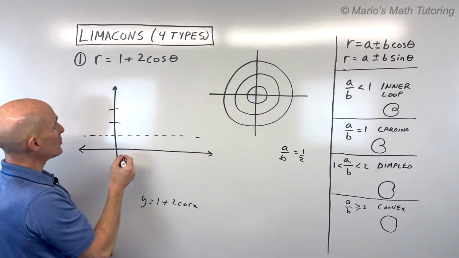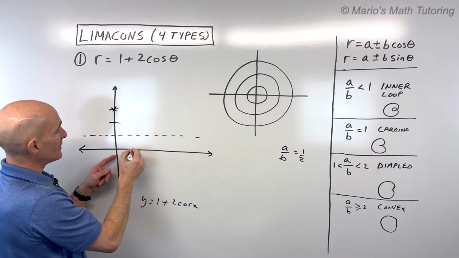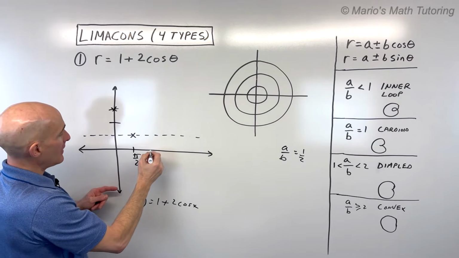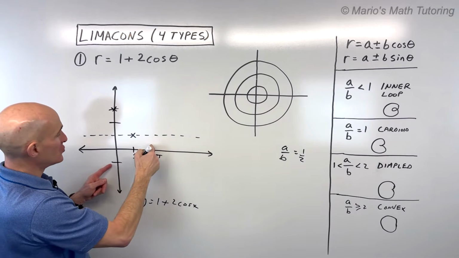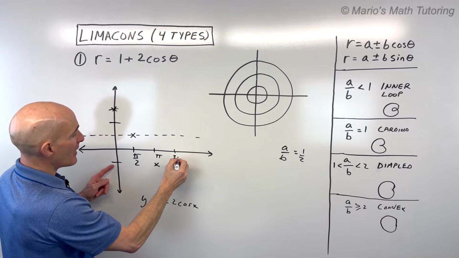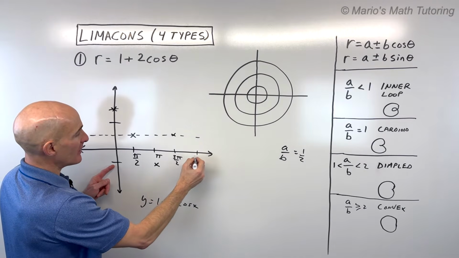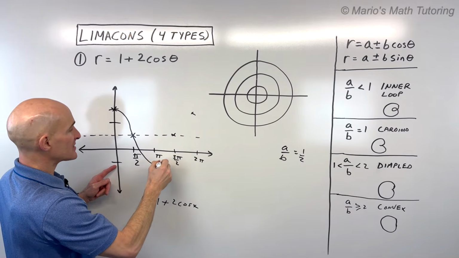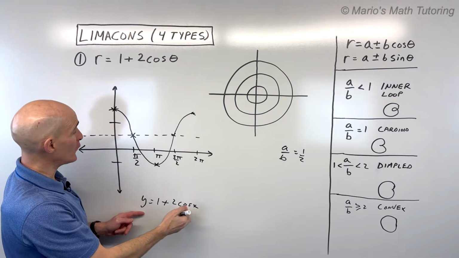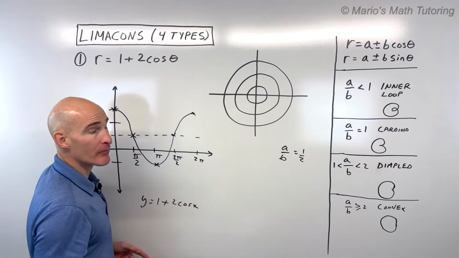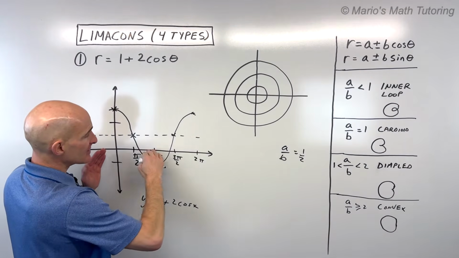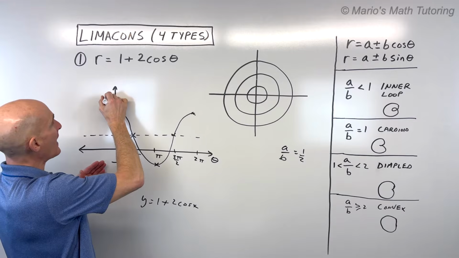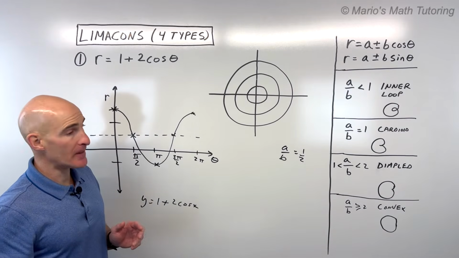So what this is going to look like, it's going to start up here at the maximum. At pi over 2, it's going to go down to the midline. At pi, it's going to go 2 below that midline. At 3 pi over 2, we're back at the midline. And then at 2 pi, we're back at the maximum. So this is a sketch of our equation in Cartesian form, but we're going to use it to help graph our polar graph over here. So instead of this being our x-axis, this is our angle theta. Instead of this being our y-axis, this is our r value, or radius.